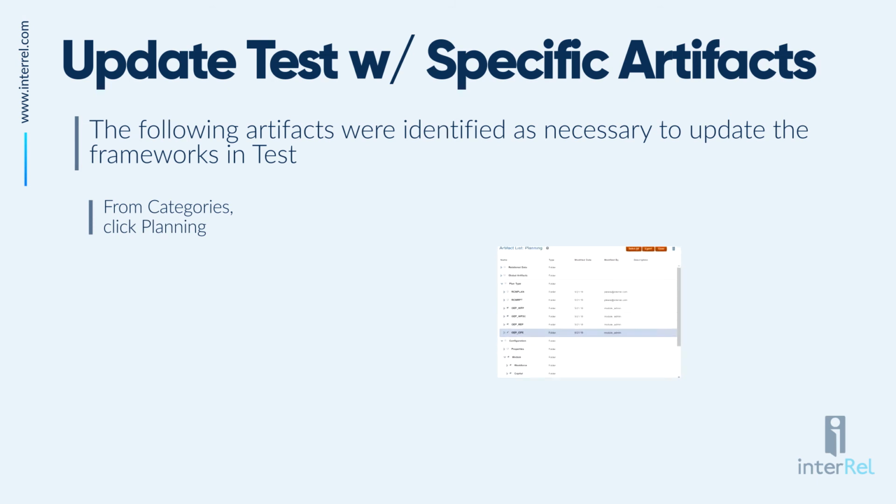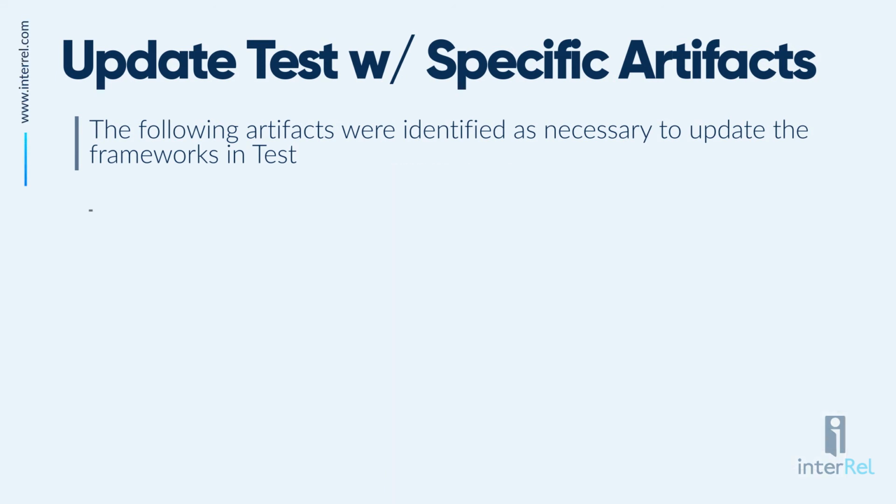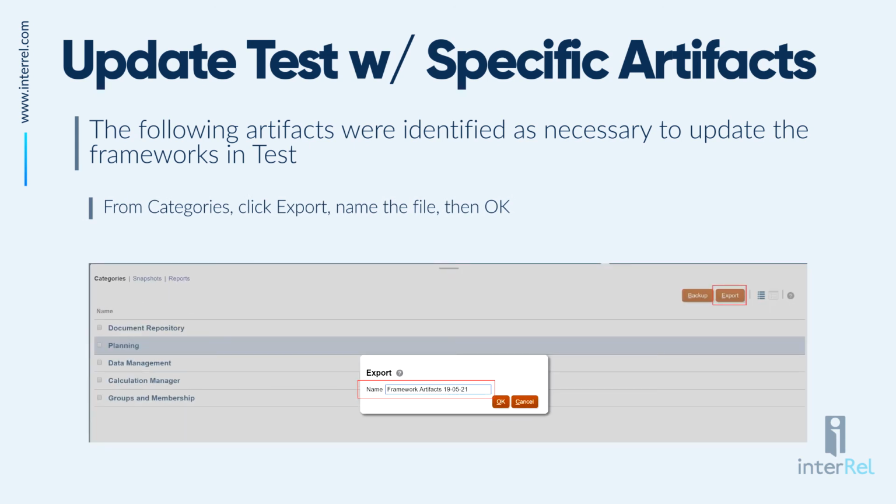From there, select Planning. This will open the artifact list for planning artifacts. Expand the folder and check the items for OEP WFP, OEP WFSC, OEP REP, and OEP CPX under plan type, and then the modules under configuration, which only shows workforce and capital since that's all that was enabled. Click close. This takes us back to the categories tab again. From there, click export. In the export window that opens, name the file and click OK.